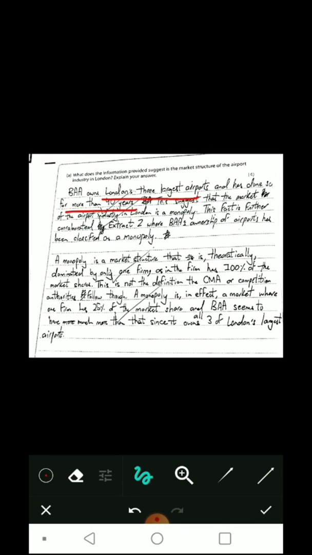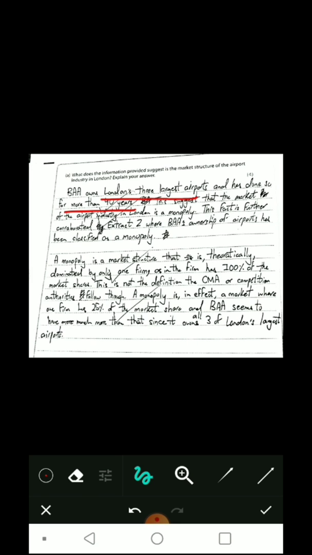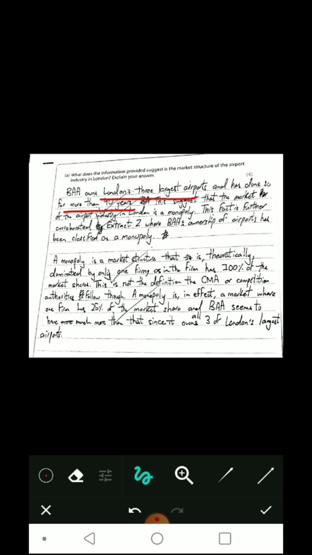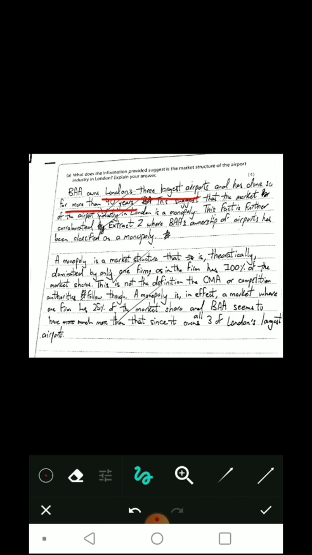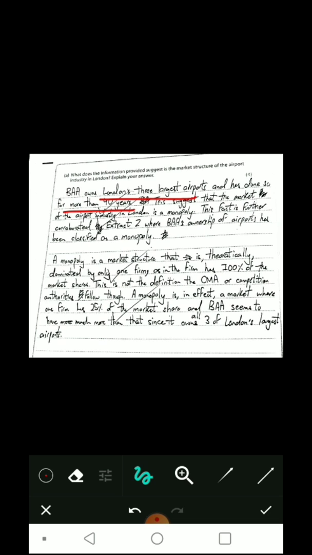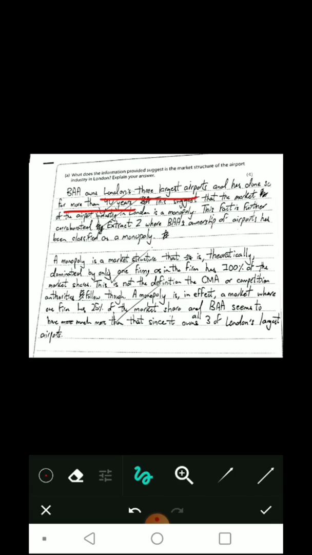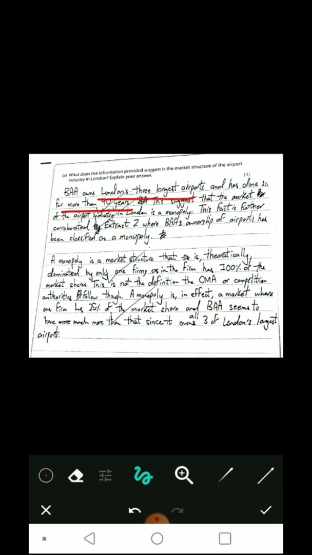This suggests that the market of the airport industry in London is a monopoly. So the question is, what is the market structure? There are essentially 4 market structures: perfect competition, oligopoly, monopoly, and a couple of others I'm not gonna go into now. This suggests the market is a monopoly, since there are only 3 airports and only 1 provider, BAA, which has control over all 3 airports. So that's a monopoly, with 100% of the share.